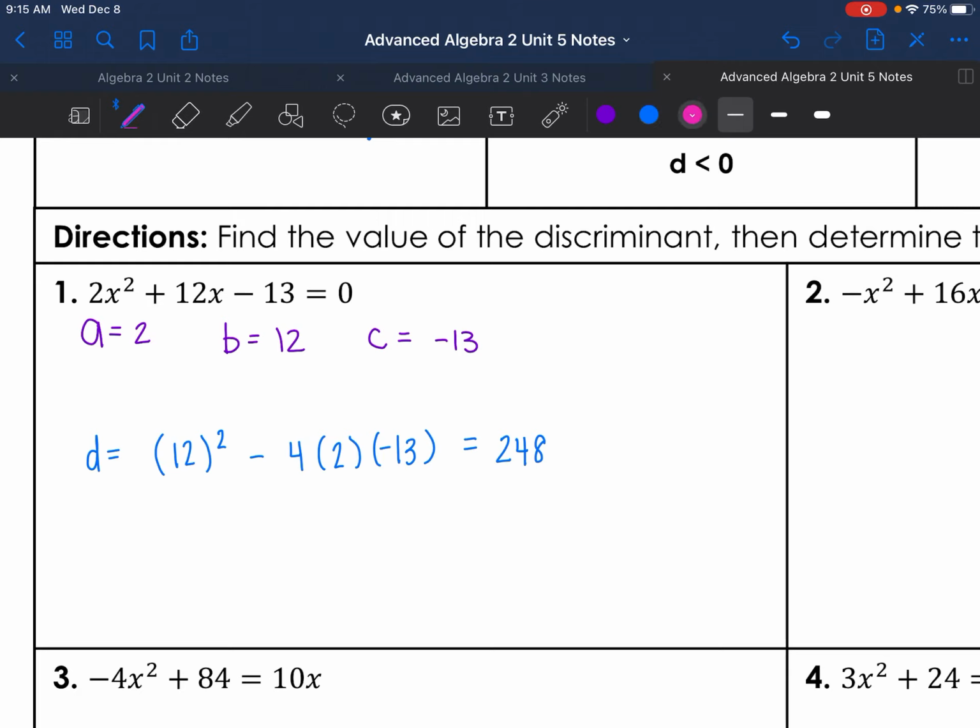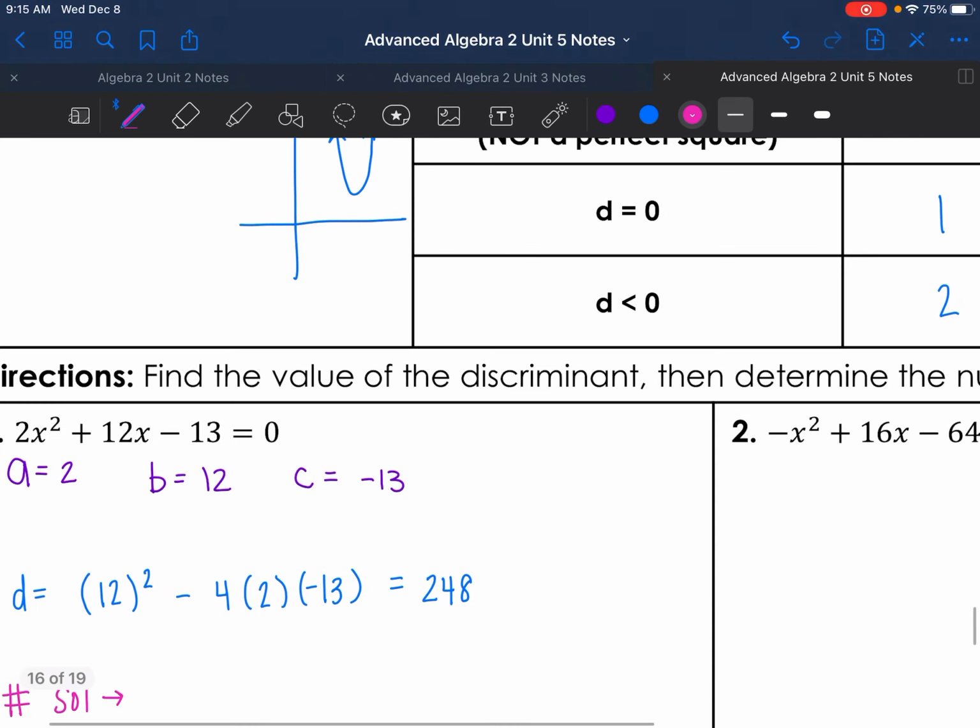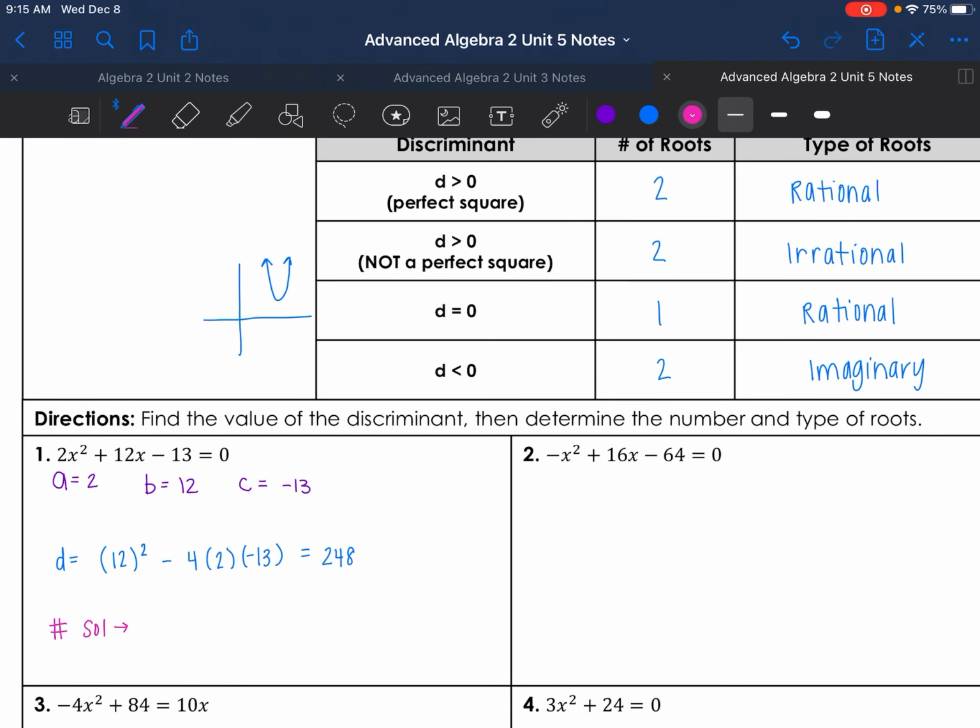That means that I have, so I'm going to put number of solutions. Okay. Is 248 a perfect square? It is not a perfect square. So we have a positive number that is not a perfect square. That was 2 irrational.